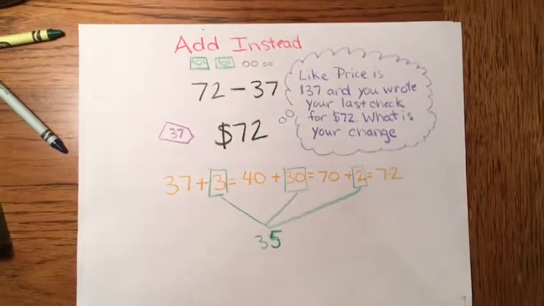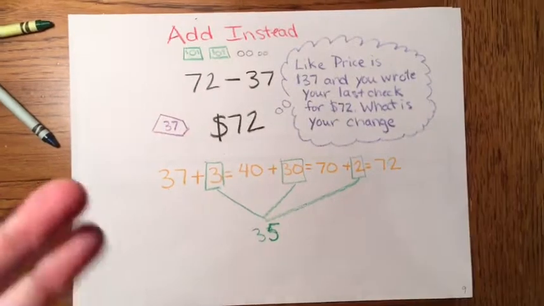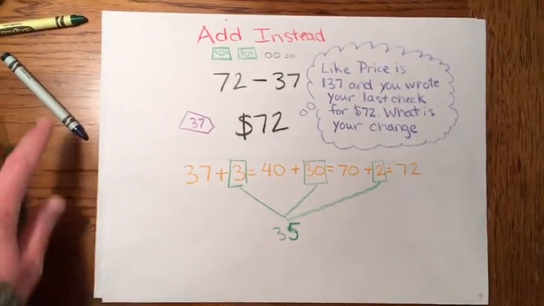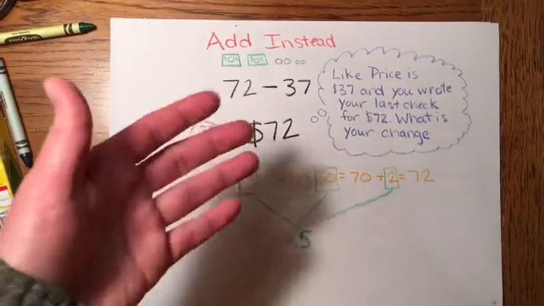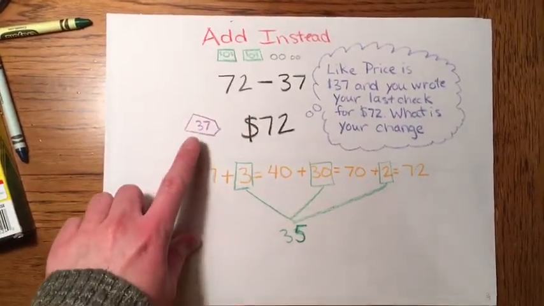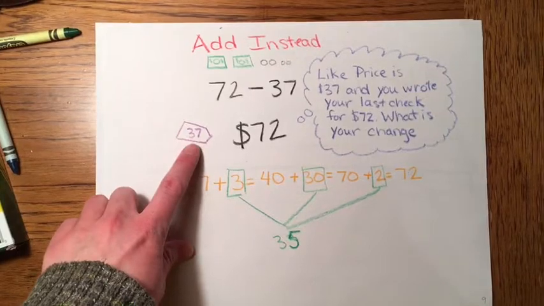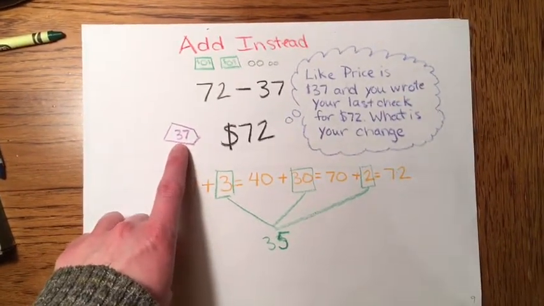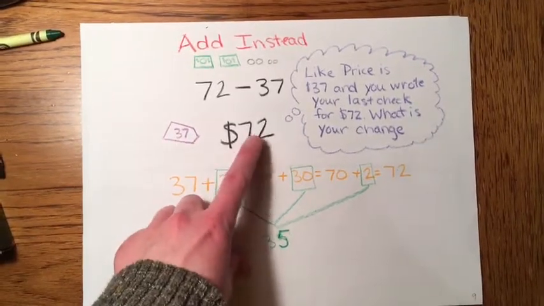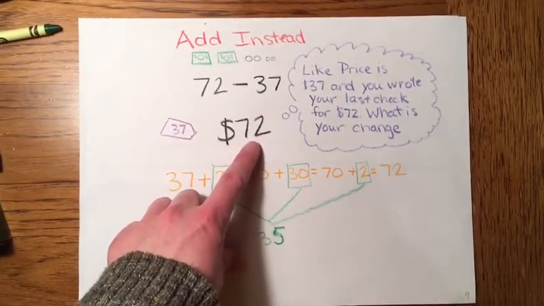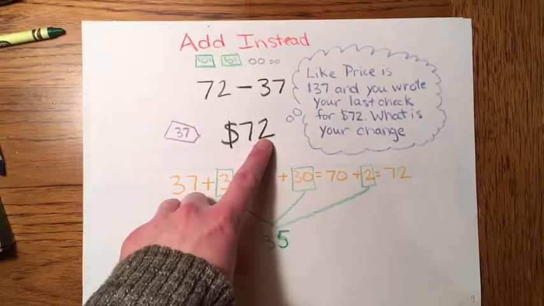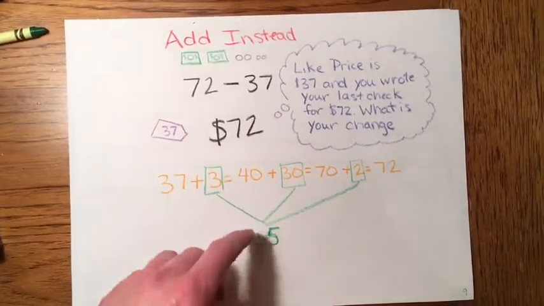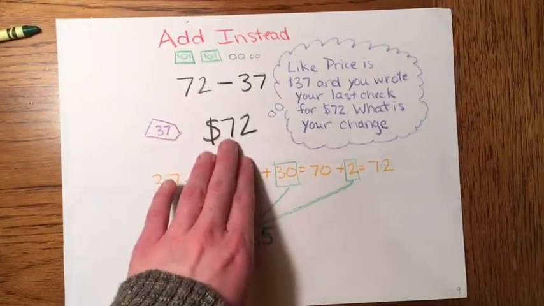This is the add instead strategy. In this strategy, I like to think about it like counting change back. When you work someplace and you give somebody change, you're usually counting the change back to them. So think about this as our second number is like our price tag. Our product costs $37, and for whatever reason, you accidentally wrote your very last check and you have no cash, so you wrote it for $72. So what we need to do as a cashier, we need to add our money back to make our 72.